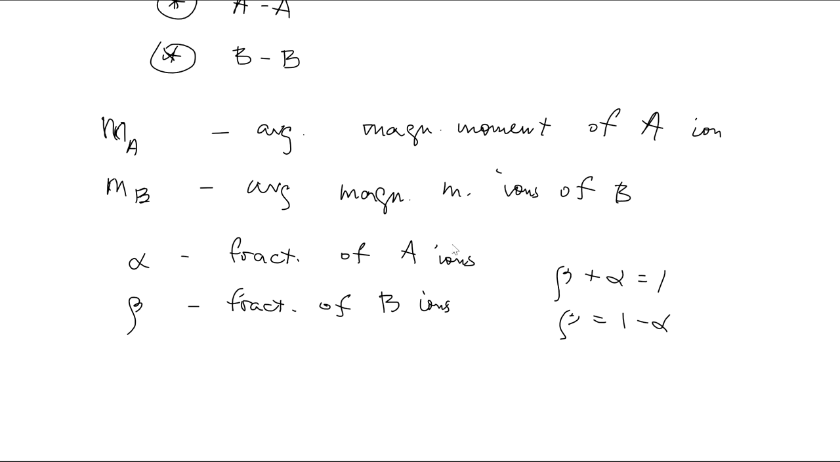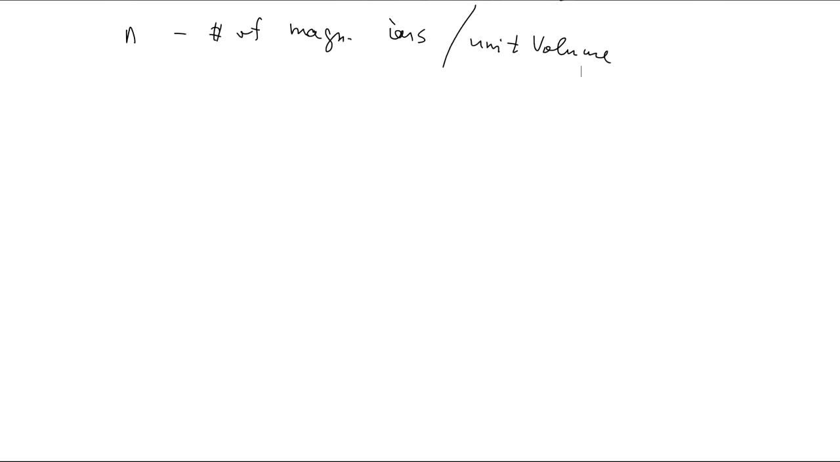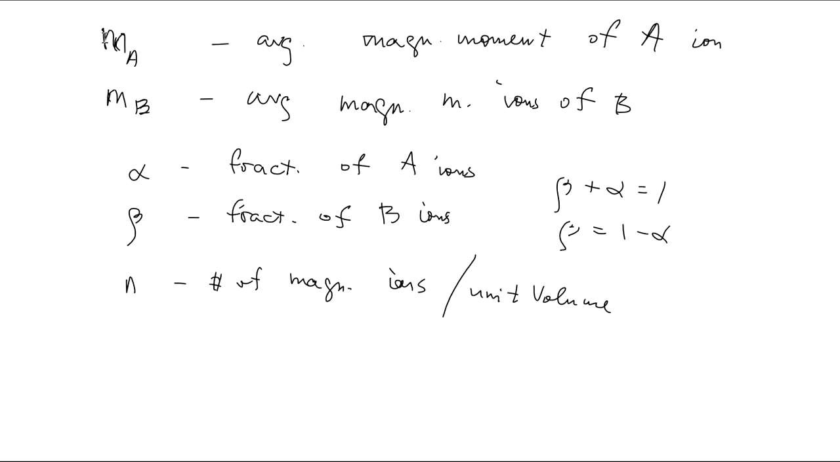Okay, now also we will use the same value as we used before. N would be number of magnetic ions per unit volume. Basically, the concentration of magnetic ions. How many of them per unit volume? Then we can write magnetization of sublattice A and sublattice B in terms of these quantities that we introduced, in terms of the magnetic moment, fraction, and number of atoms.